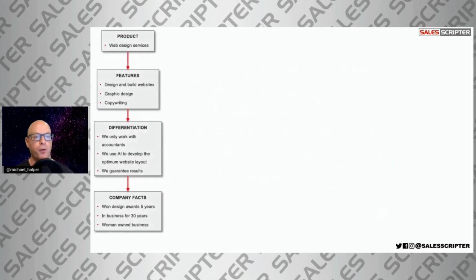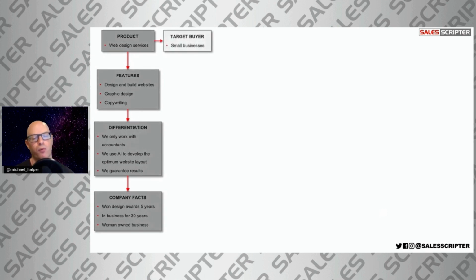Here's where we left off with our example. We identified the product, web design, and this is what it includes. Now let's look at the next step. So for this example, we're going to use a target buyer type of small businesses. And so here's a good example of if I'm selling web design services, if I'm selling that to a large corporation, that would be a different sales message than to small business owners.